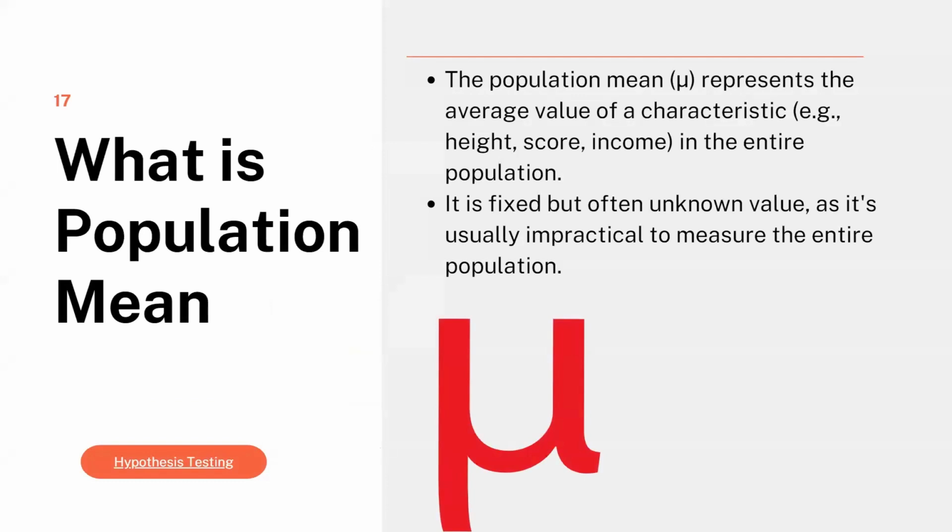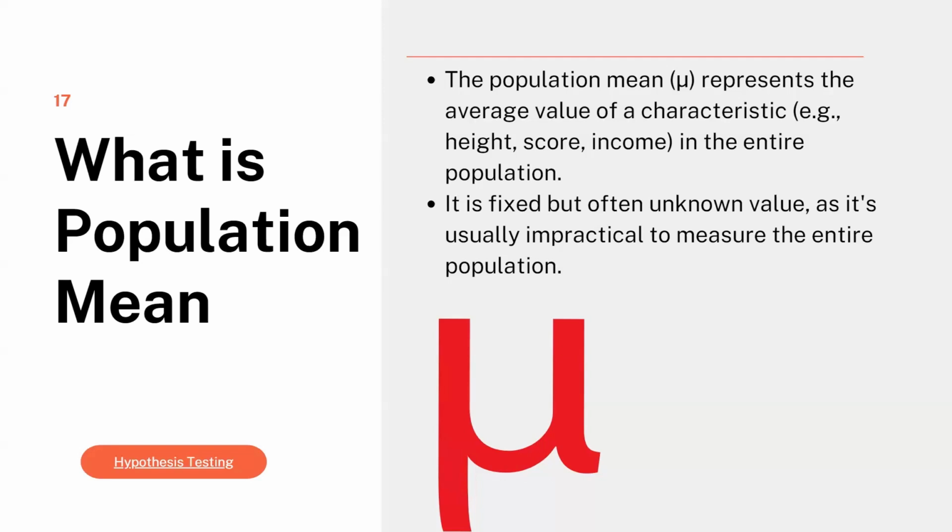So first, what is population? Before we go into understanding null and alternative hypothesis, we have to get a clear understanding about what a population is. The population mean is the average value of characteristics such as, for example, height or score or income across the entire population. It just represents a single value that summarizes the entire set of data for the population.